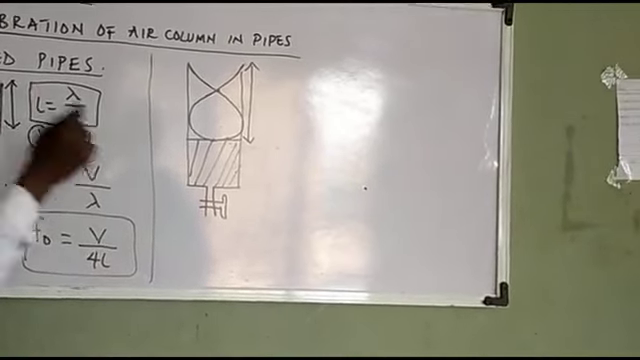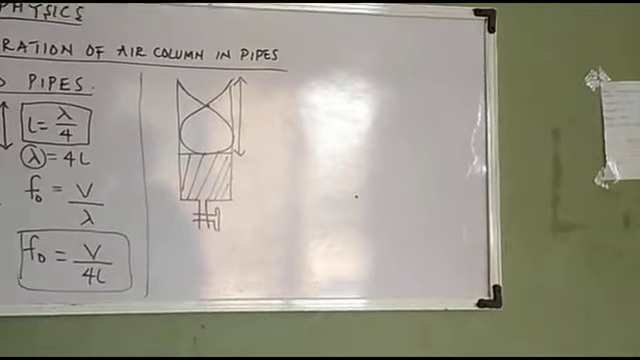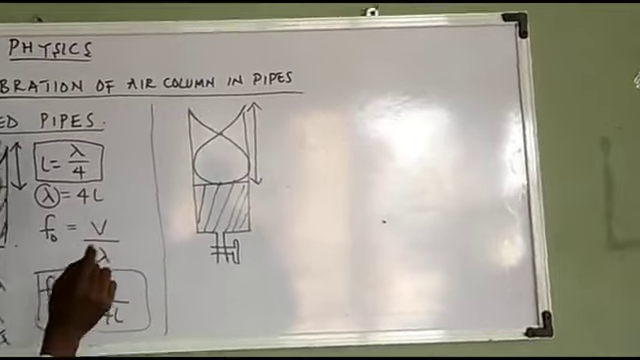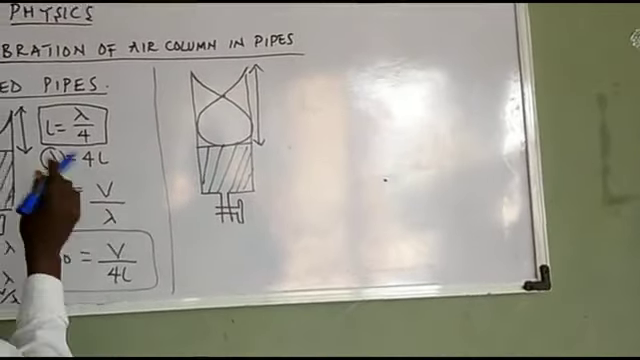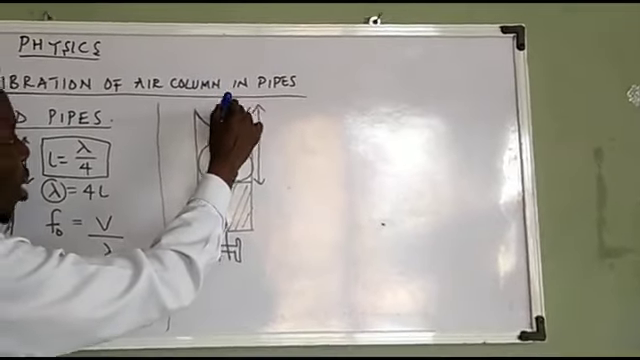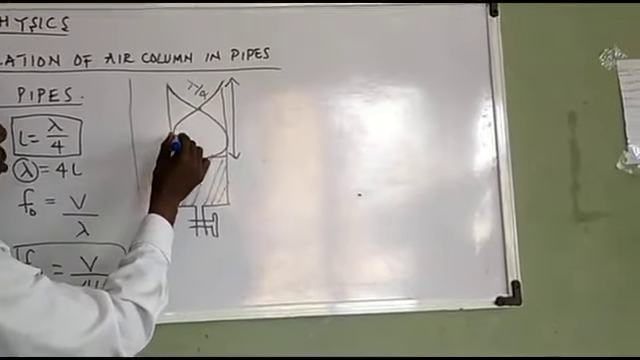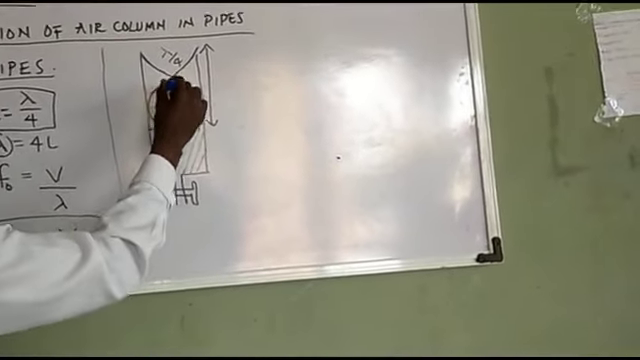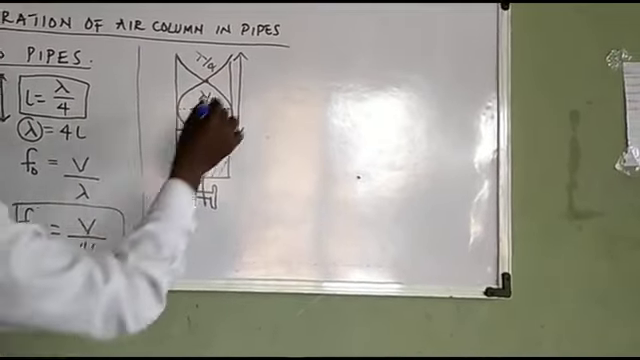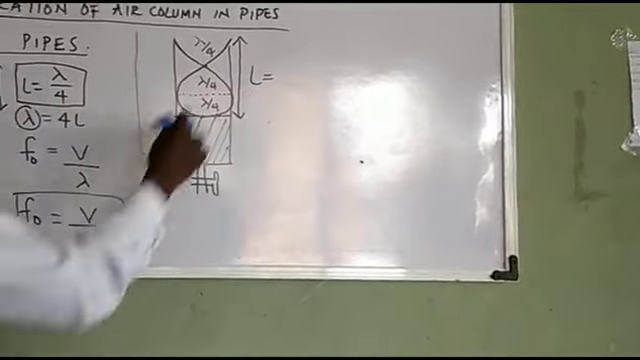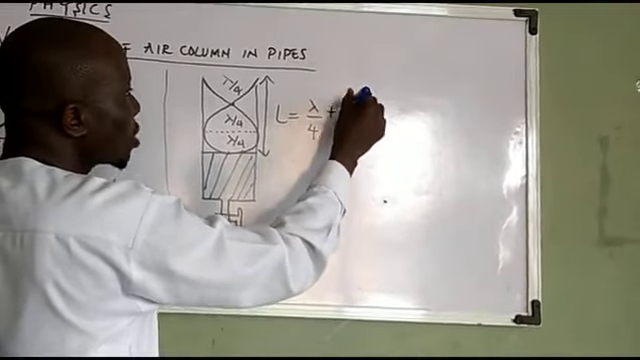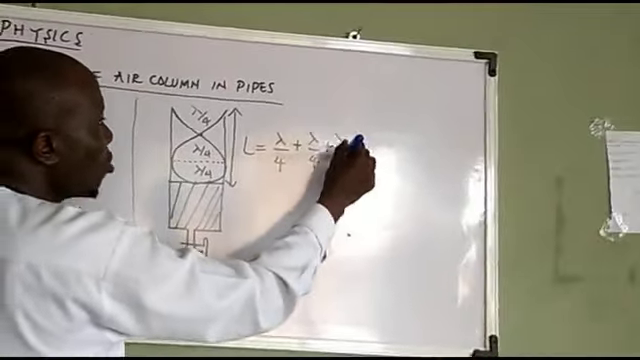Yes. Is that clear? Here, we have only one half of a cycle. Here, we have one half of a cycle and one complete cycle. And I told you, half of a cycle represents what? Lambda over 4. So this is lambda over 4. Let's divide this complete cycle into 2. Lambda over 4 again. Lambda over 4. For us to get the length of the air column, how many lambda over 4 do we have? 3. Lambda over 4 plus lambda over 4 plus lambda over 4.